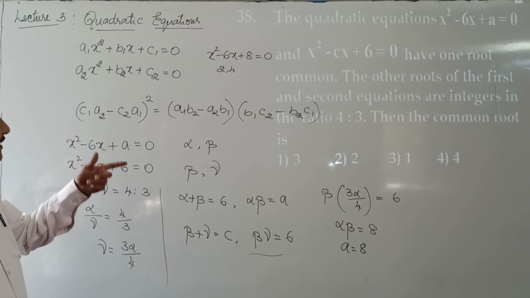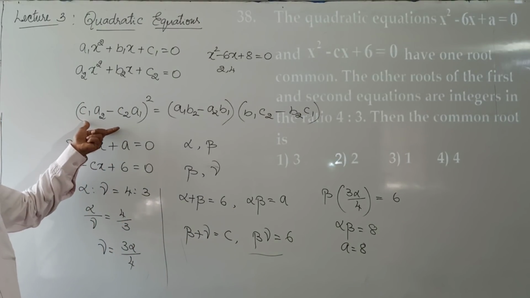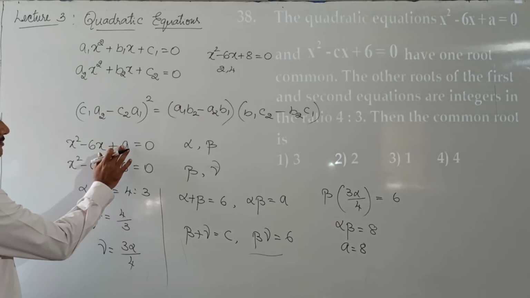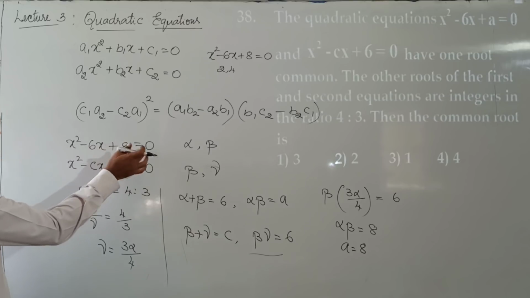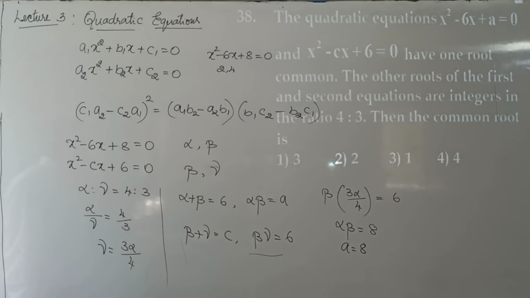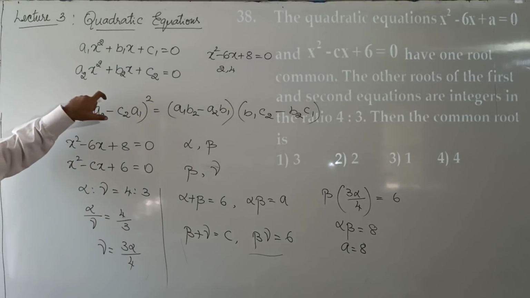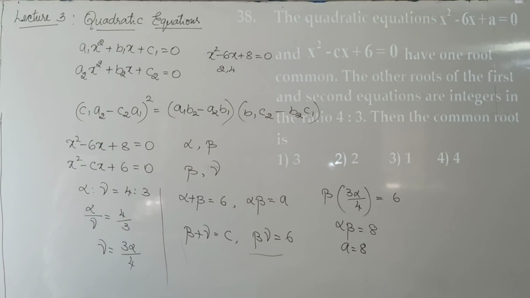Okay. Now I will make use of this formula. The first equation now has become, with a as 8, x² - 6x + 8 = 0. Now let us say if I use this formula, what happens? Let us observe.